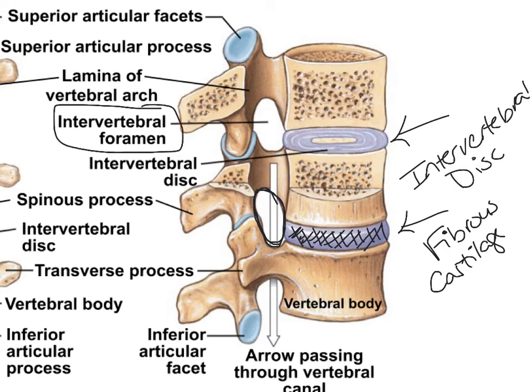Foramen means opening. So in between each bone, we're going to see that opening, and that's where the spinal nerves can exit. The spinal nerves are coming off of the spinal cord, and they can exit from those areas.